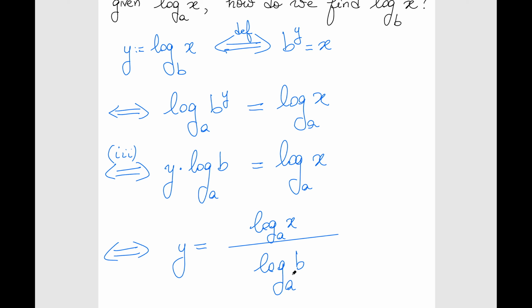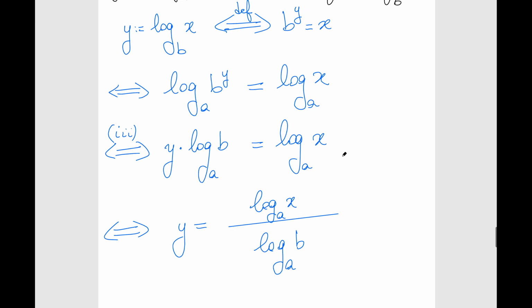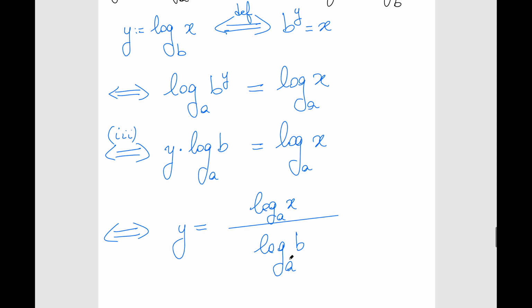With one caveat here. And that caveat is what? I cannot divide by 0, right? I want to make sure that this guy is not 0 because I divided by it.